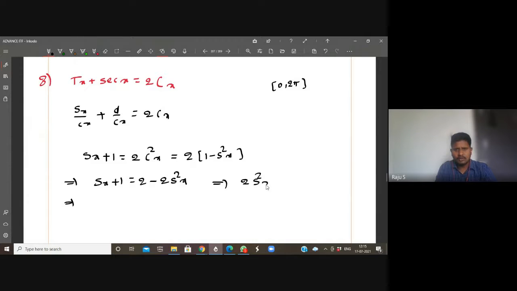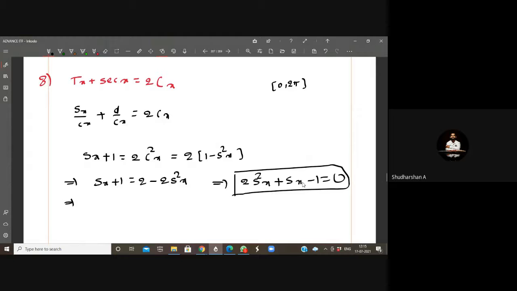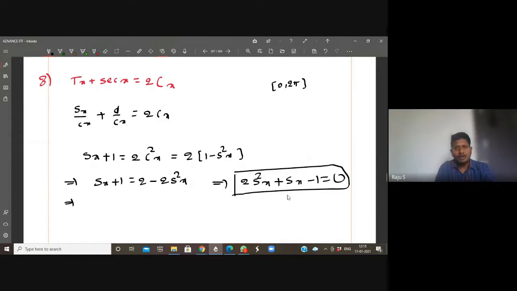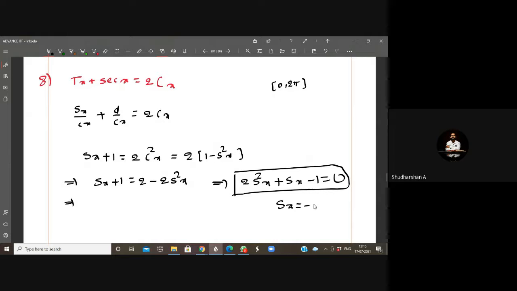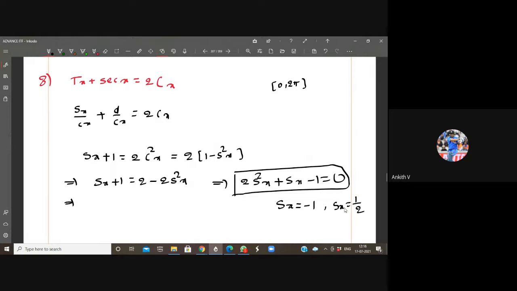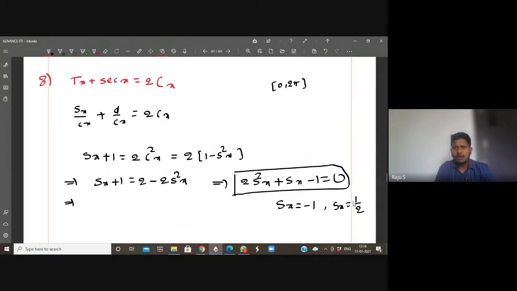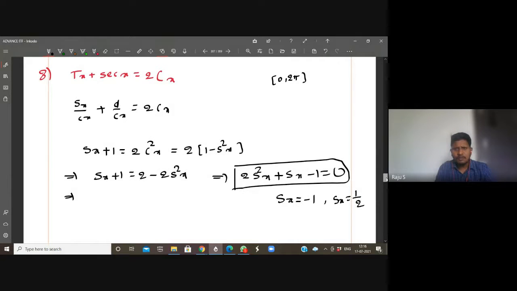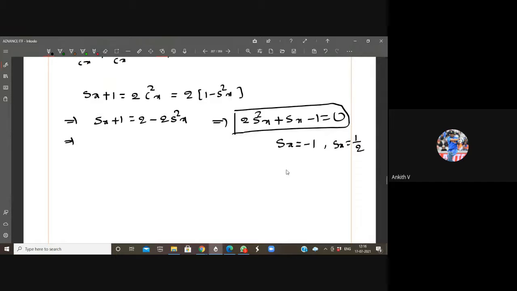So 2 sin square x plus sin x minus 1 is equal to 0. This is a quadratic equation. Sin x is equal to minus 1 or 1 by 2, sir. The 1 by 2 lies between 0 to 360 only, but the minus 1 will give a third solution.